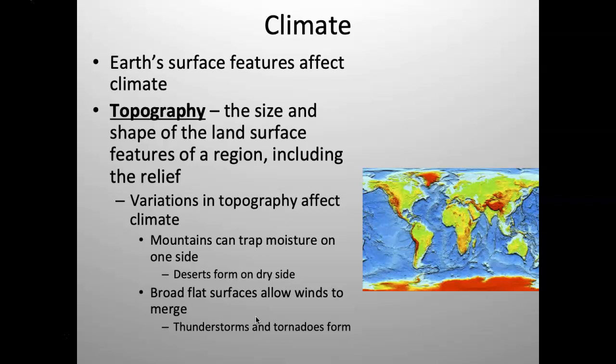Broad, flat surfaces like Kansas allow for winds to merge. So here in Kansas we usually have a lot of cold fronts and warm fronts moving through, thus giving us large thunderstorms and even the chance of tornadoes forming.